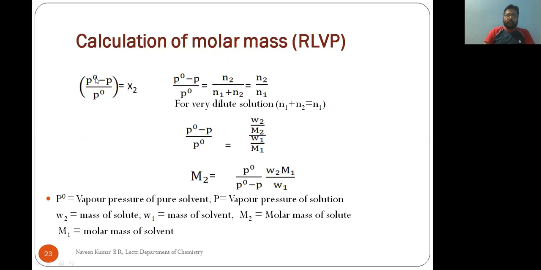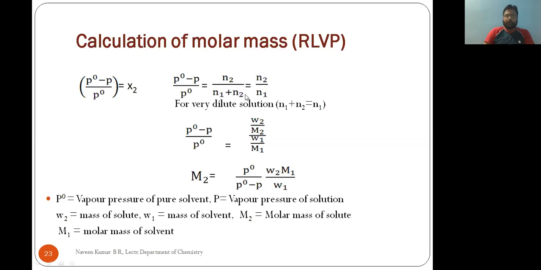Recall, P naught is the vapor pressure of the pure solvent, P is the vapor pressure of the solution, and mole fraction of 2 refers to the mole fraction of solute. Now let the RLVP form remain the same. We'll expand the mole fraction of solute definition: it is defined as the number of moles of solute particles divided by the total number of moles of particles, that is solute and solvent. The mole fraction of solute is the number of moles of solute divided by the number of moles of solvent plus the number of moles of solute.